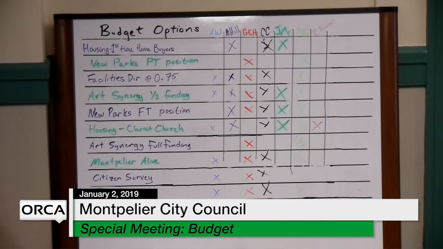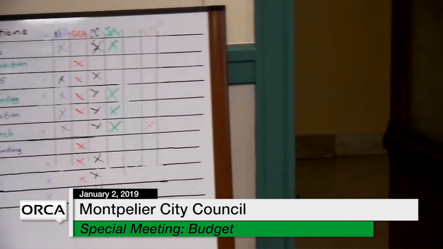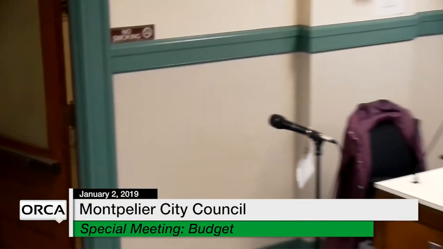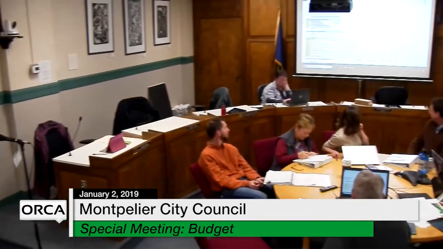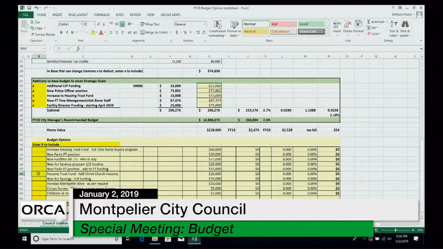Is it safe to put an X for the full amount for the Christ Church line? Seeing a bunch of nods, so I think we can put that one in. Got it. Okay. I'm on it. So that's 25? Yeah. Okay. 20, actually. Wrong line. 20.